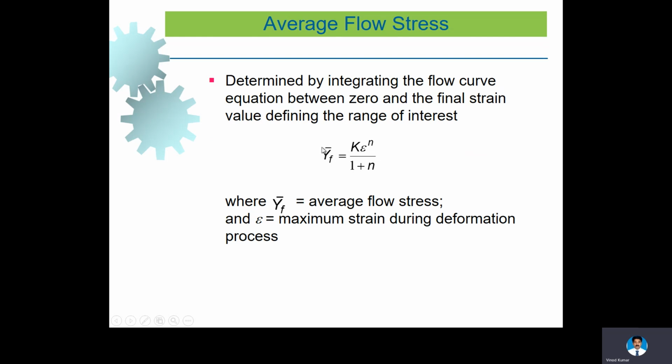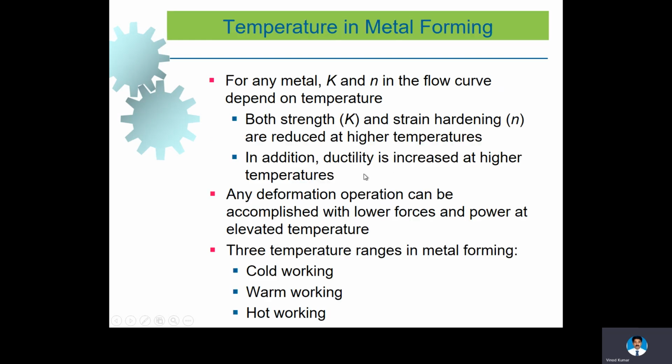So I have already explained the average stress required to deform a material or a product, which is equal to K times epsilon raised to n over 1 plus n. K is the strength coefficient and epsilon is the maximum strain. Using this, we can find how much flow stress is required to produce plastic deformation in a material. Now, K and n in the flow curve depend on the temperature.